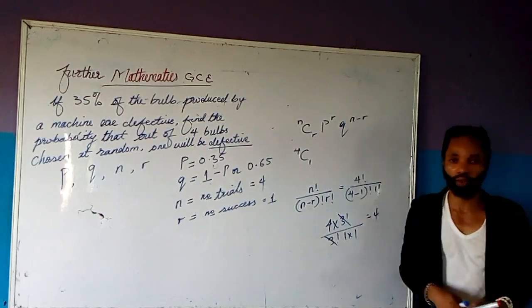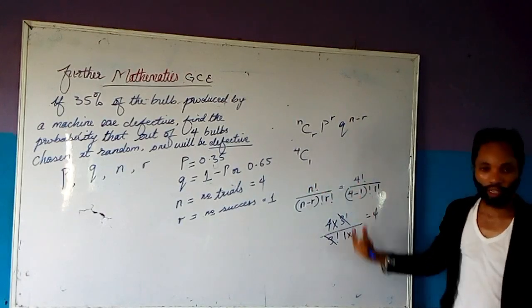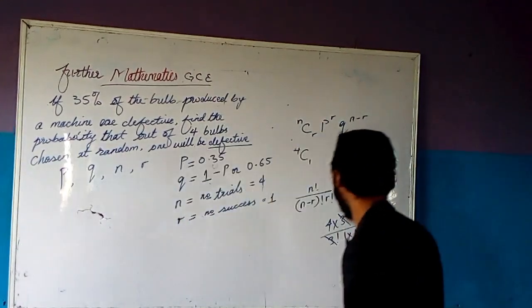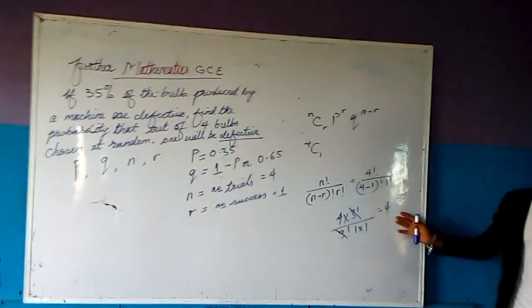So if you punch your calculator, 4 choose 1, you're going to get 4. What did you get? If you punch your calculator, you're going to get 4. So this is just the mathematical expression of that.